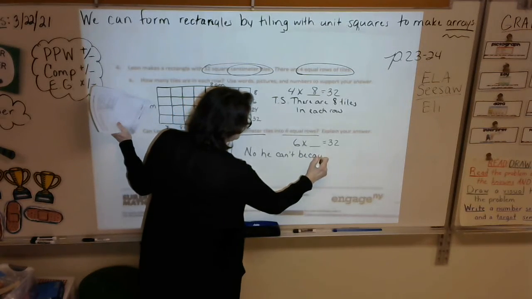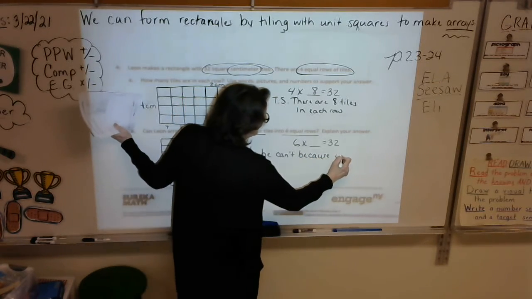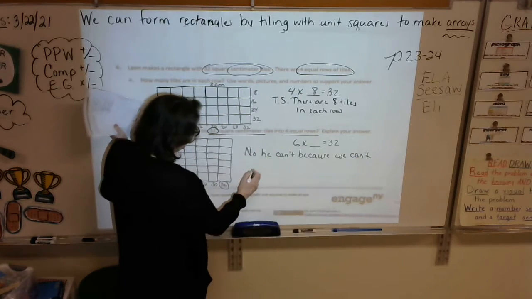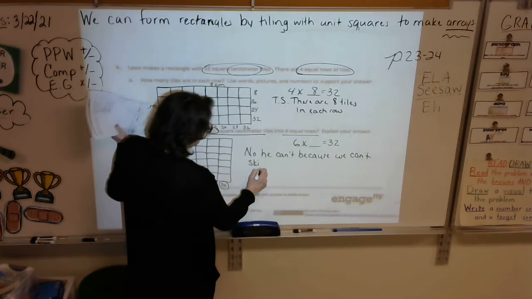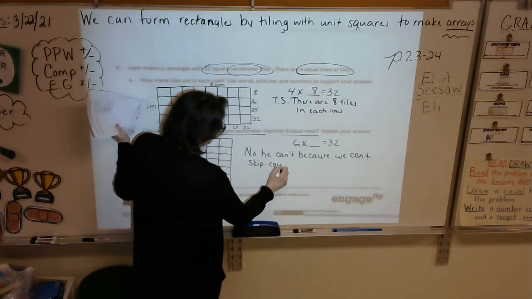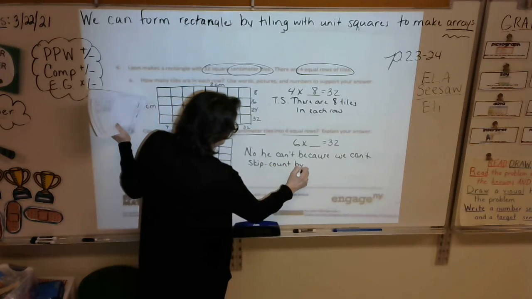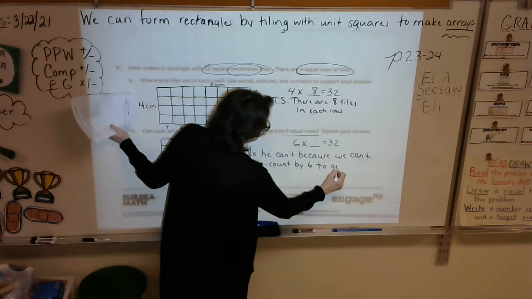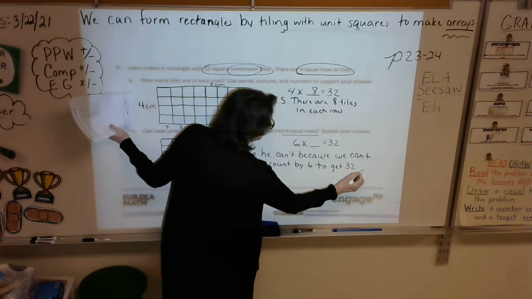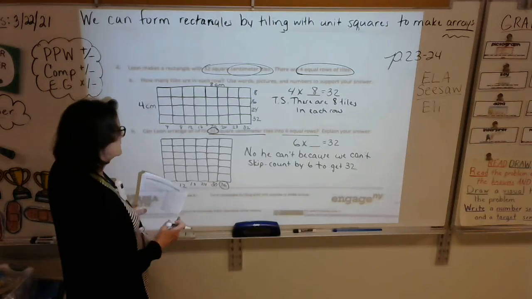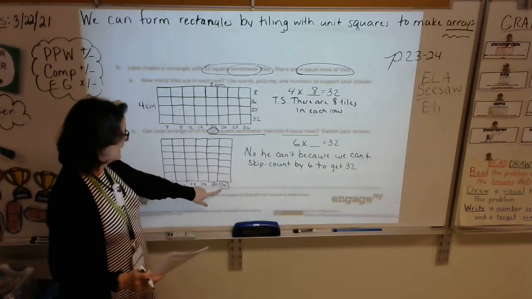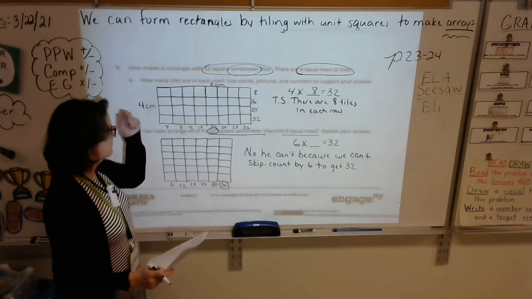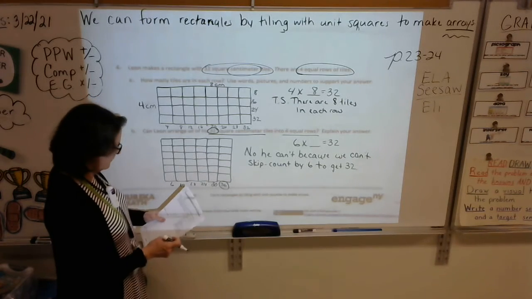Because we can't. What exactly did we do? We skip counted. We can't skip count by 6 to get 32. So he would need 36 square centimeter tiles in order to make a rectangle with 6 equal rows.